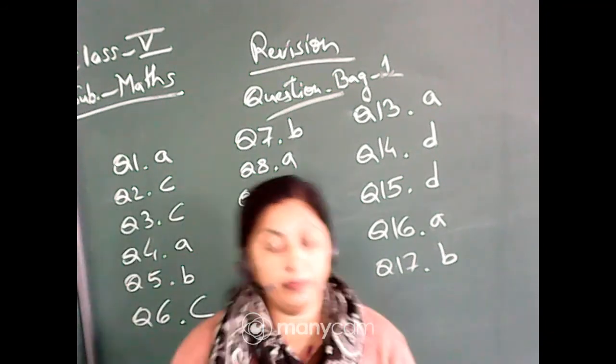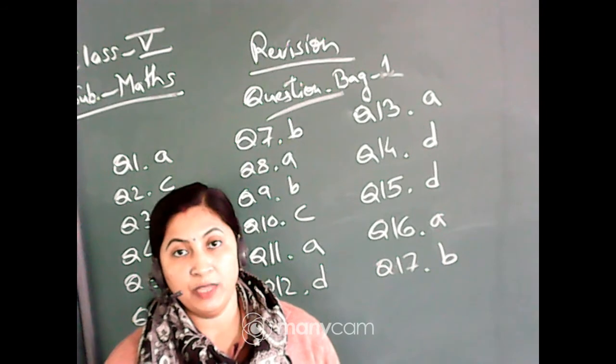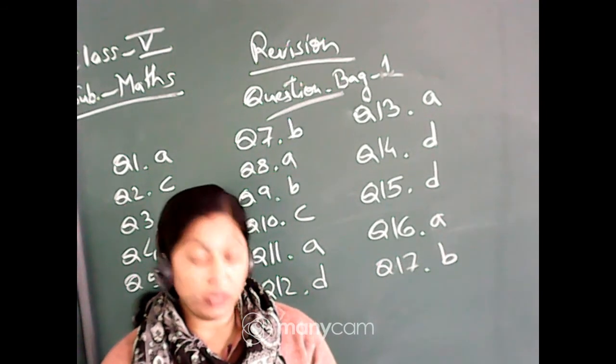2.364, that is option number B. Okay, now similarly you will try for question bank 2. But for question bank 2 I want to revise question number 8.